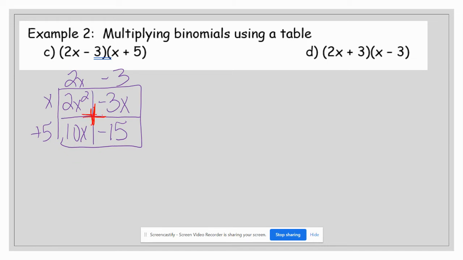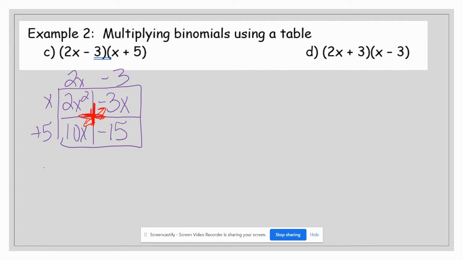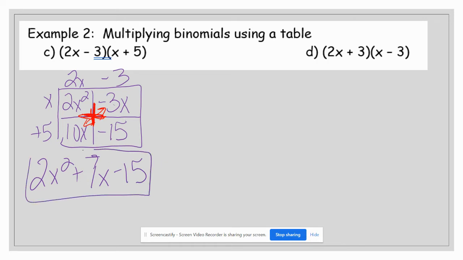This is one big plus sign in here. And so that says add your like terms together. Many times, most of the time, your like terms should be diagonal to each other. And so looking at this, I have 2x squared. 10x plus negative 3x is positive 7x. And then we have minus 15. Second power, first power, constant. So this is in standard form. I have no other like terms, and we have a good answer there.